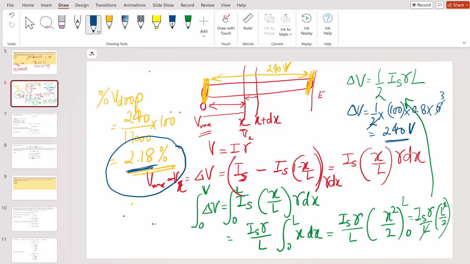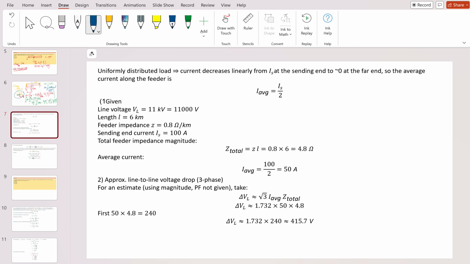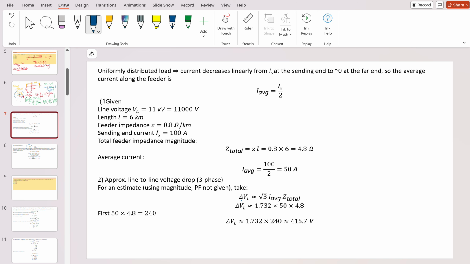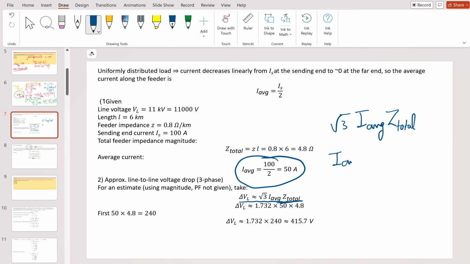So let's try to follow this for the three phase feeder. For the three phase feeder, basically the formula will be the same, but the only thing is what voltage will be derived. That is actually root 3 times I average times Z total. And the average drop current will be simply equal to half.